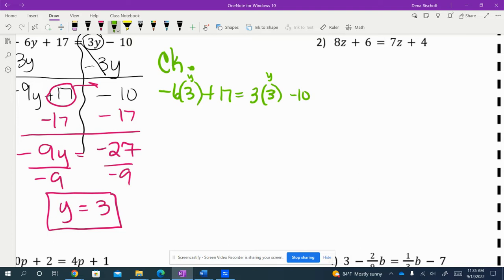Okay. So let's see. Negative 6 times 3 is negative 18 plus 17 equals, and let's see, 3 times 3 is 9 minus 10. What is negative 18 plus 17? I hope it's negative 1, right? And what is 9 minus 10? So did we get a true statement? Does negative 1 in fact equal negative 1? Then that means we did our check right. We did our equation right. We're good to go.